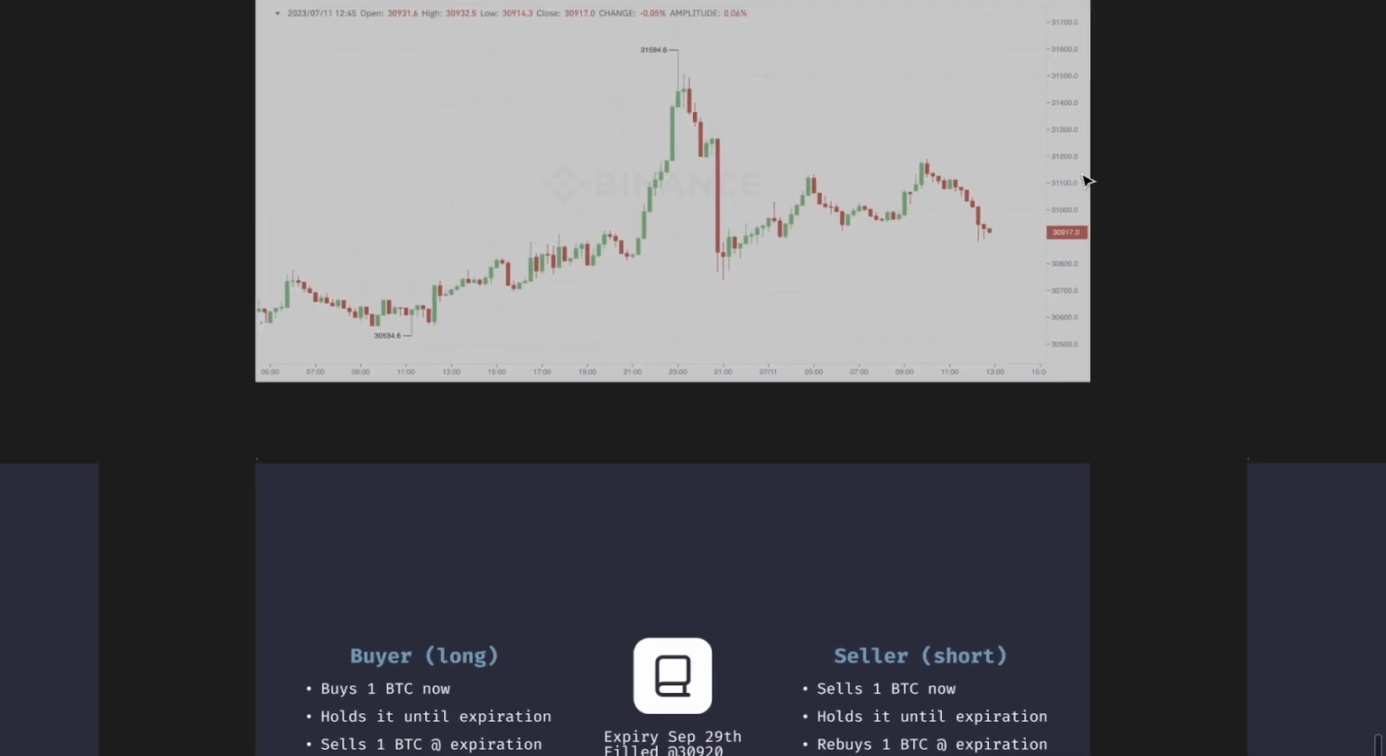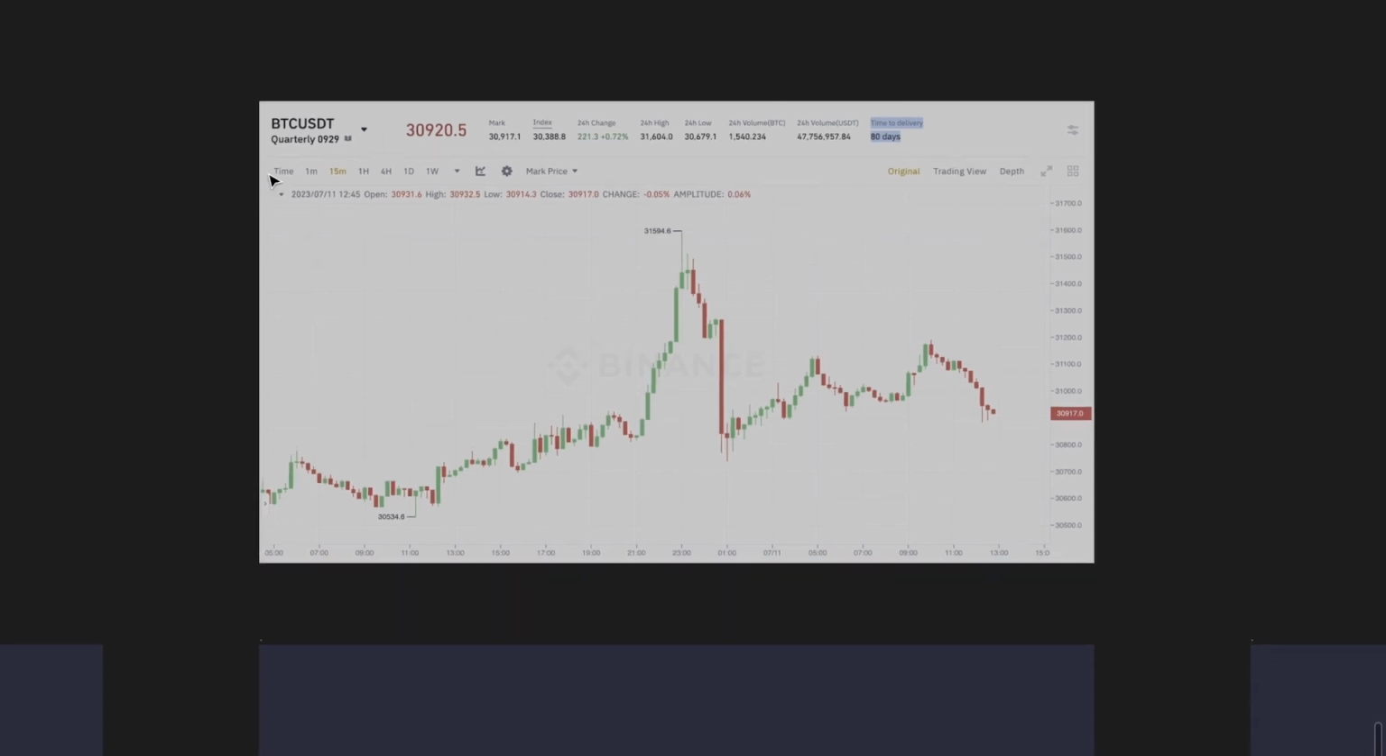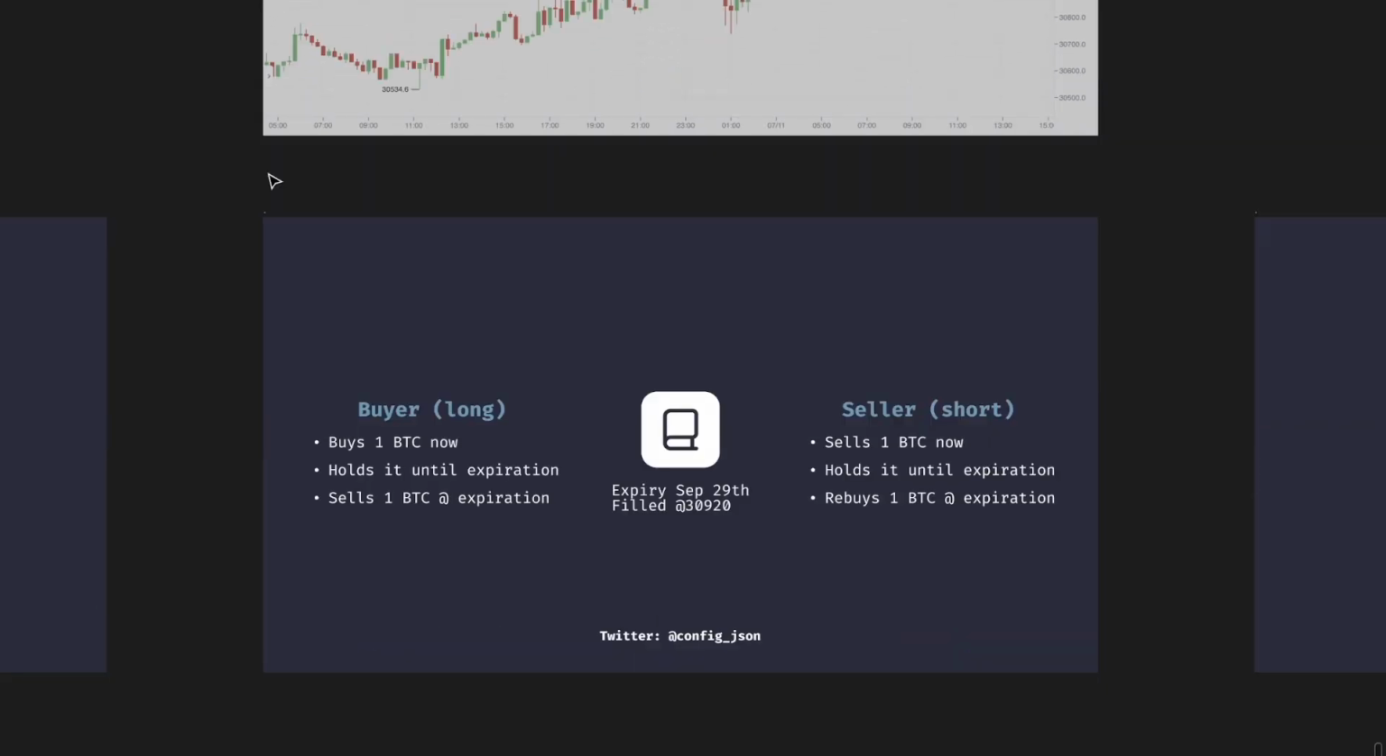So if we first go to the chart here, we see we got an expiry on September the 29th. So that's the quarterly expiry. So now we'll go back here. That means all your positions will be closed by that date. But of course you can close them before that due to available liquidity in the market.